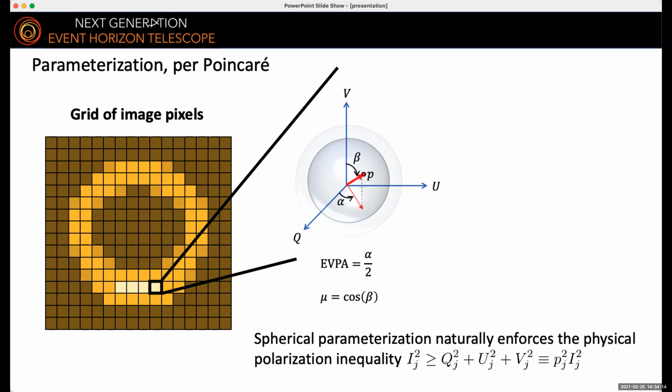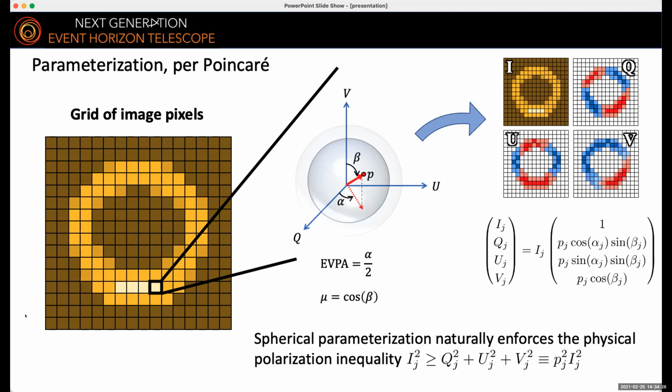polarization. This spherical parameterization is very convenient because it automatically enforces this physical inequality that the total polarized flux must not exceed the Stokes I flux at any location in the image. So we thus have 4 model parameters associated with every pixel, namely the set of alpha, beta, p, and I. And given these, we can translate the spherical representation back into the Stokes representation for the purposes of Fourier transforming, converting to parallel and cross-hand visibilities, and then applying corruptions, as I sort of breezed through in the previous slides.